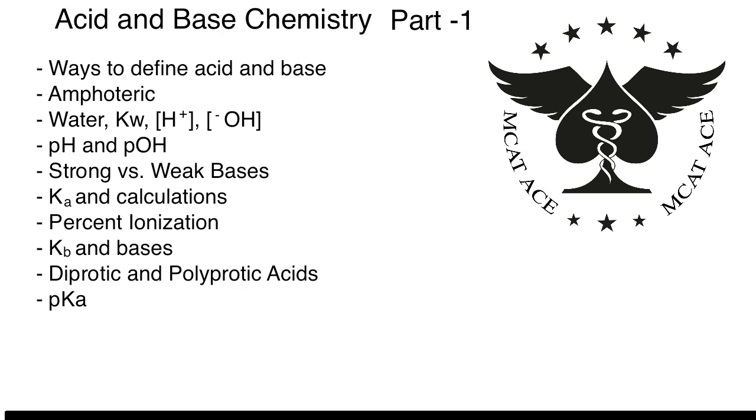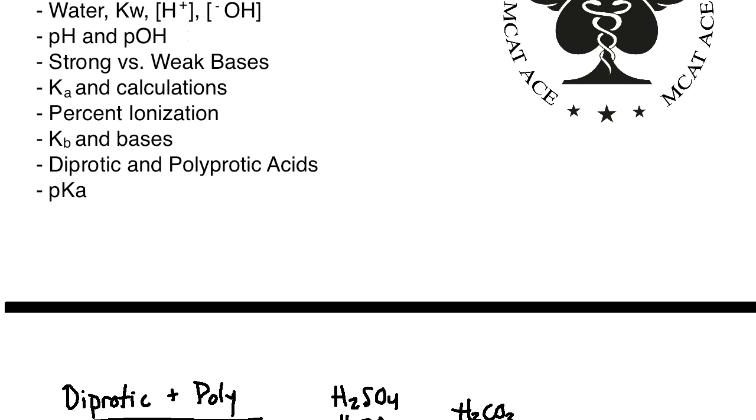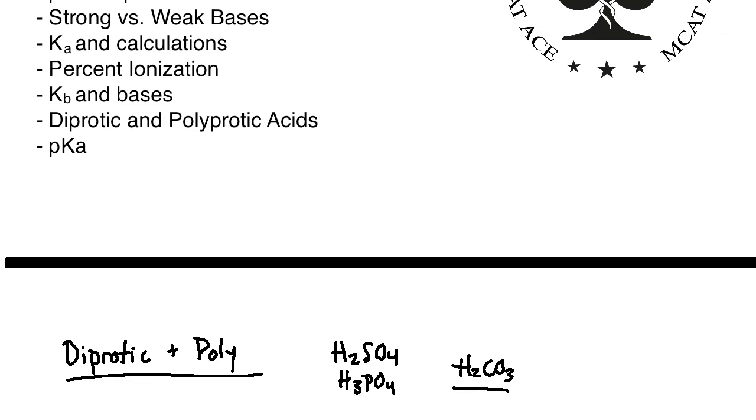We talked about strong versus weak and ionization. We did Ka and discussed calculations. We did one of the equilibrium ICE concentration calculations. We talked about percent ionization and the check when you are making the assumption to ditch the quadratic formula. We then talked about Kb and bases along with diprotic and polyprotic acids, and then we wrapped up with pKa.